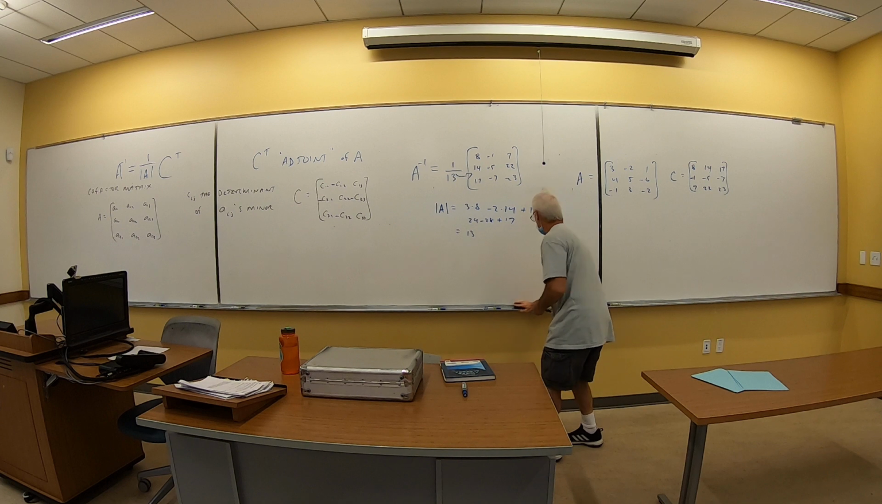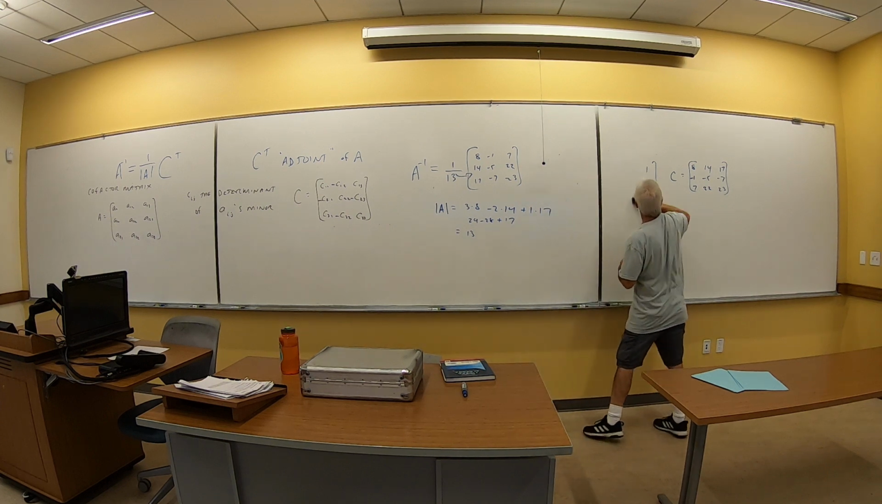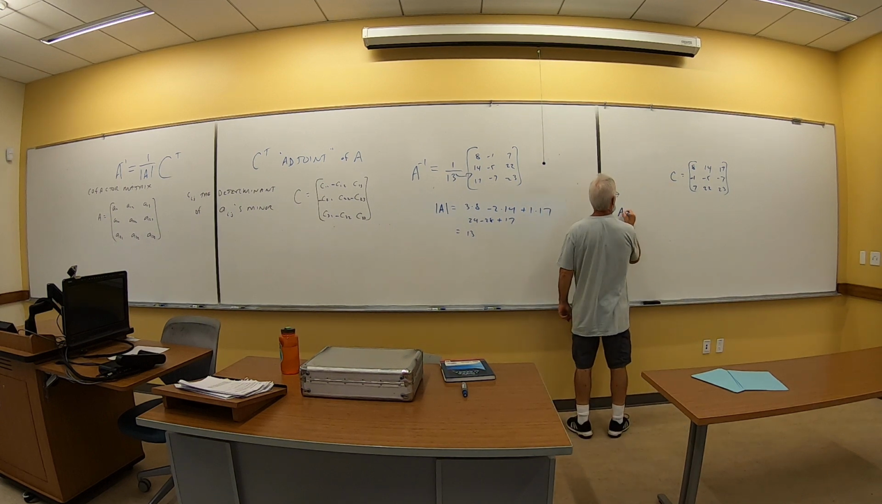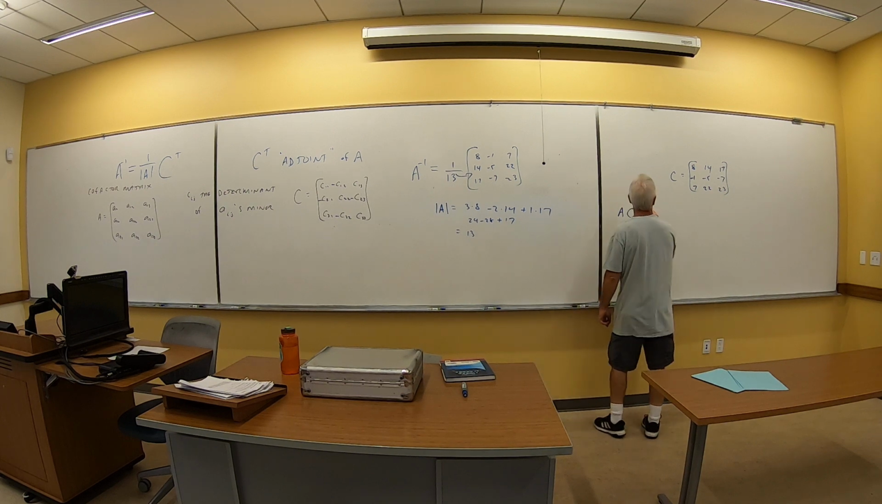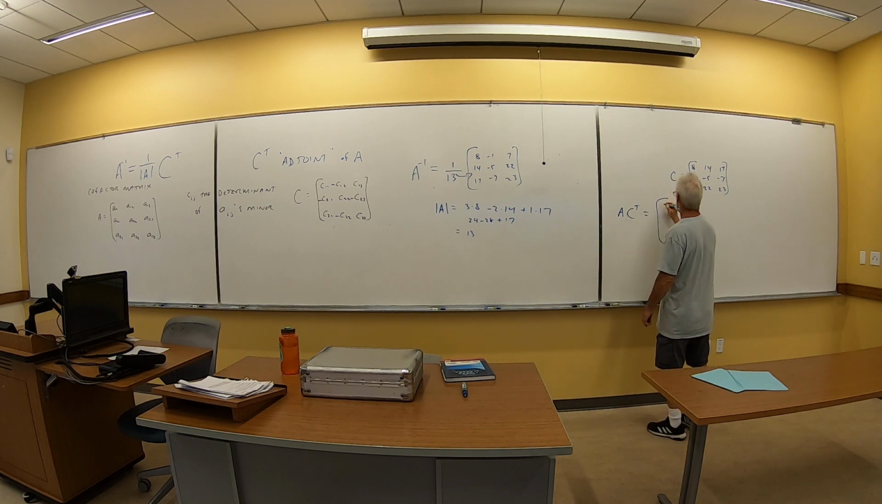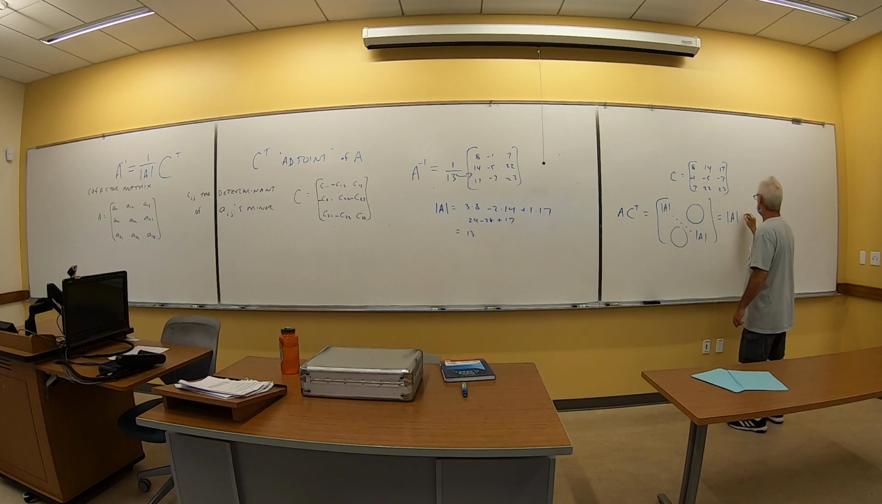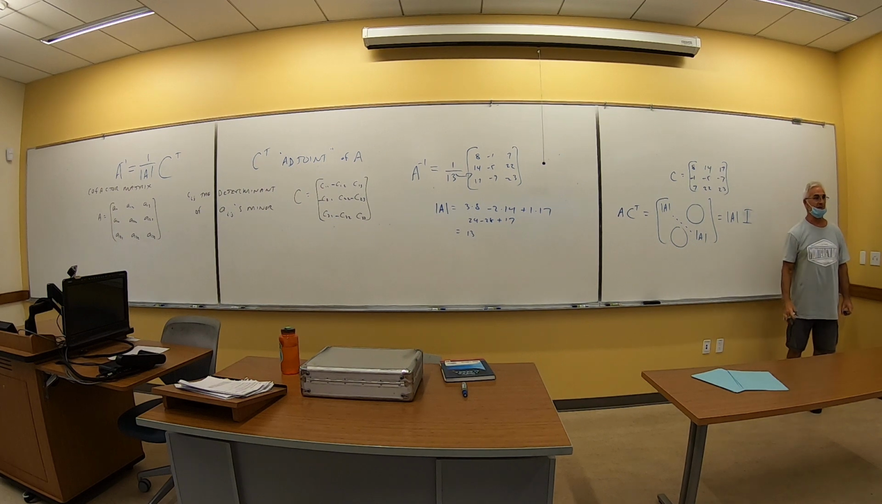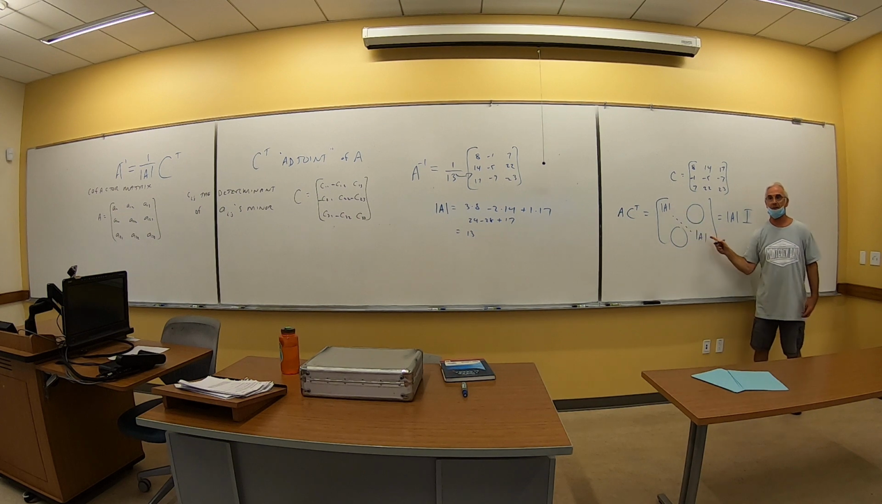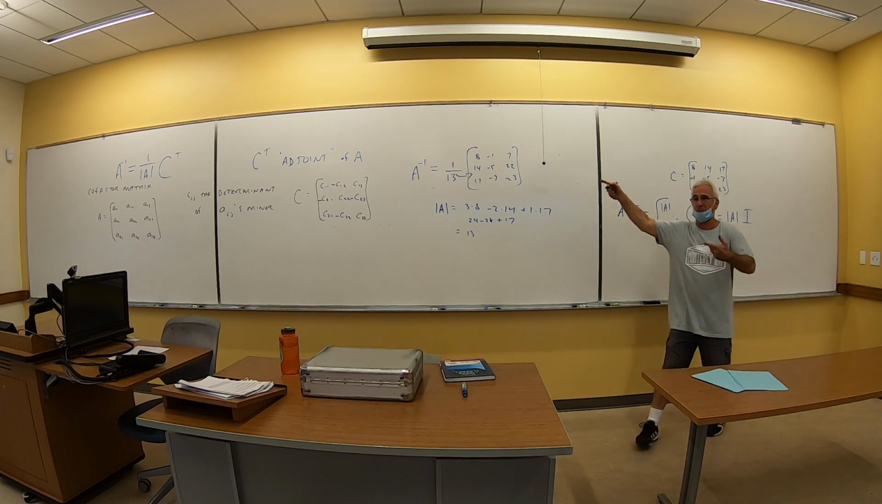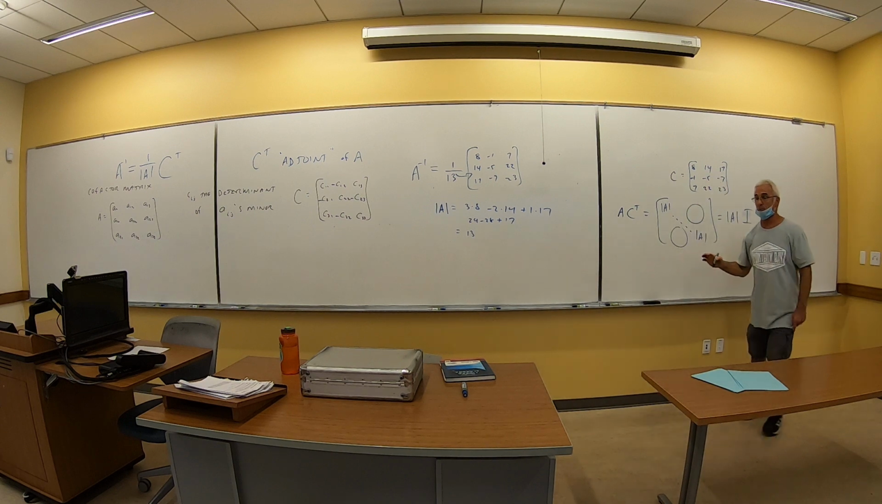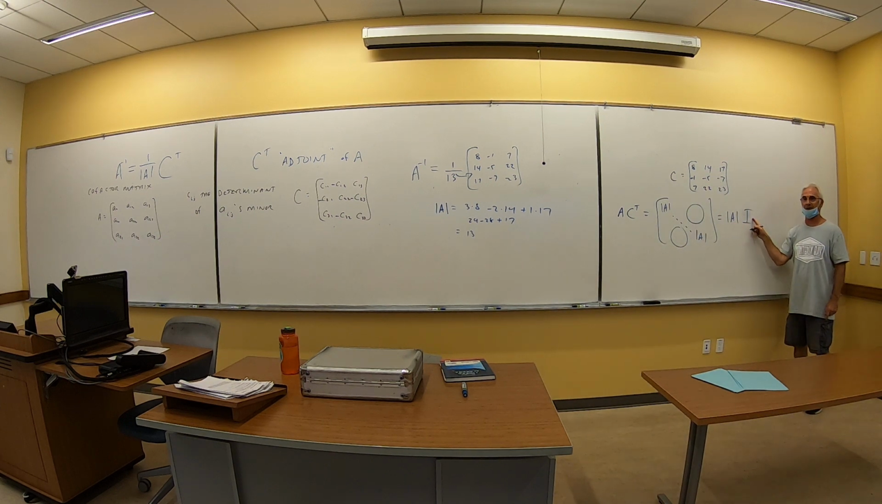Now, as a rule, I'm going to tell you what you do get, always. If you multiply A times the transpose of the cofactor matrix, the adjoint matrix, you will get a diagonal matrix with the determinants on the diagonal. That's what we just did. We got all 13s, remember? So in other words, you get this times the identity.